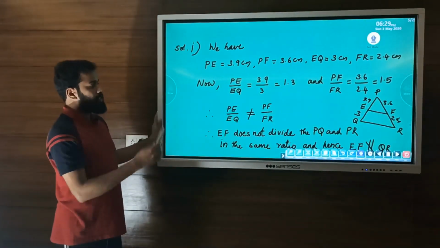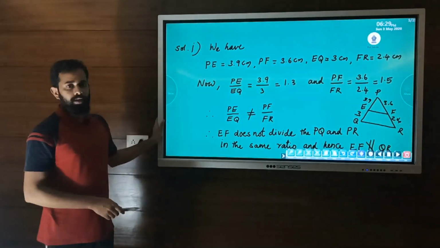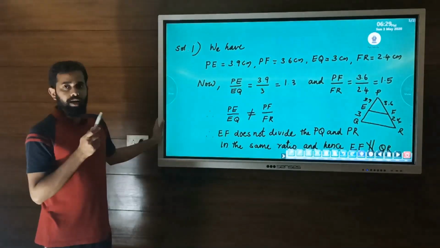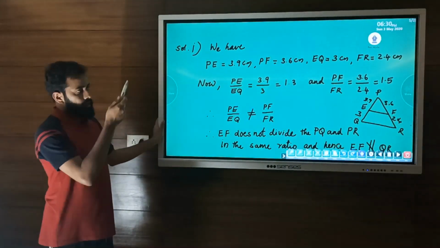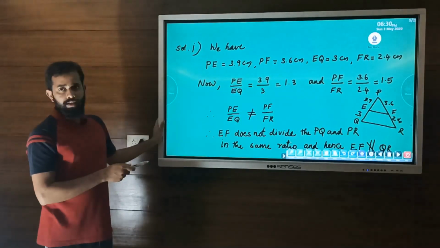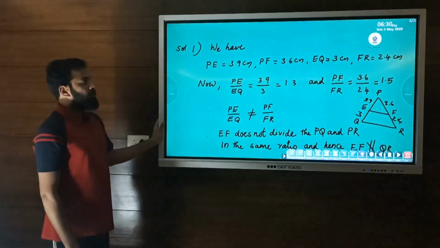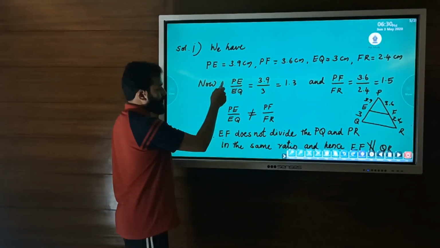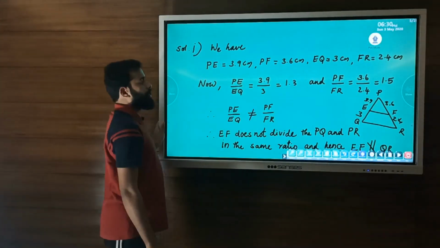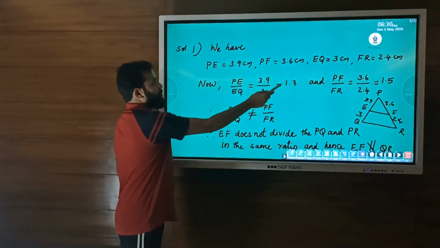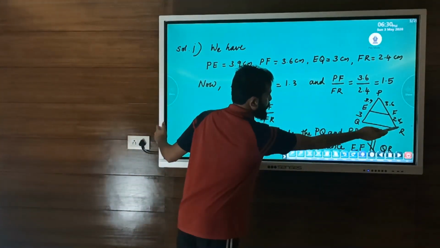Then we are just checking whether the line EF is parallel to QR. If the line EF is parallel to QR, then by the basic proportionality theorem, PE divided by EQ is equal to PF divided by FR. So we are checking the first one, PE divided by EQ, which is equal to 3.9 divided by 3. That value will be 1.3. Second, PF divided by FR.